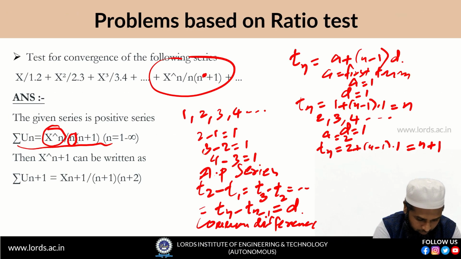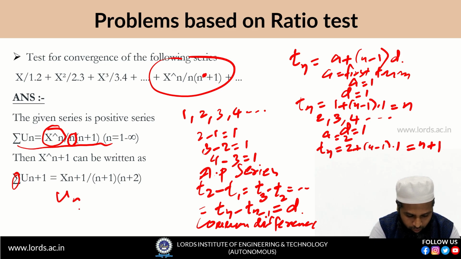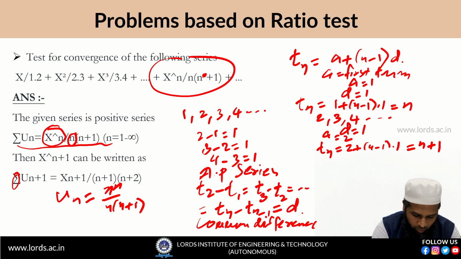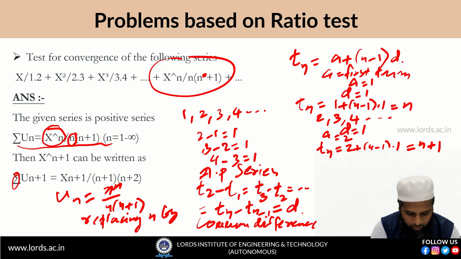You look here, un plus 1. What is the nth term? We have the nth term un equal to x power n divided by n into n plus 1. This is nothing but the nth term of the series. Now, how to write un plus 1? Simply, we are replacing n by n plus 1.